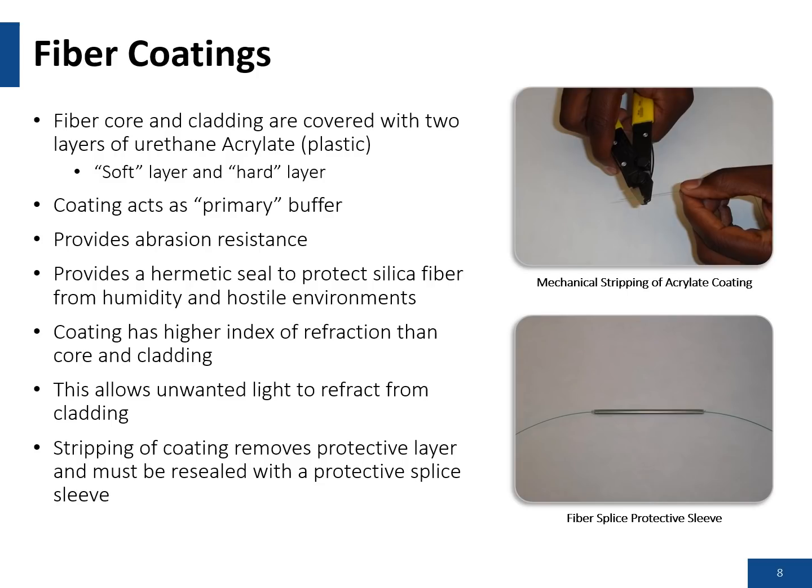Plastic, there's a soft and a hard layer. The soft layer is the first layer, and it basically cushions the fiber. The hard layer basically provides the abrasion resistance. The coating is called the primary buffer. It also provides a hermetic seal to protect the silica fiber from humidity and other hostile environments.